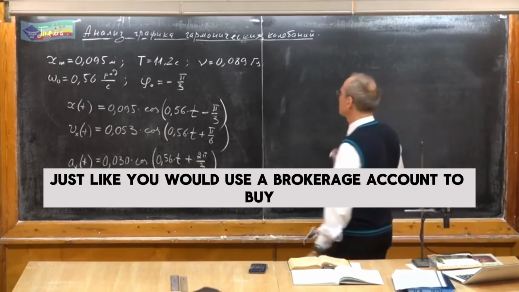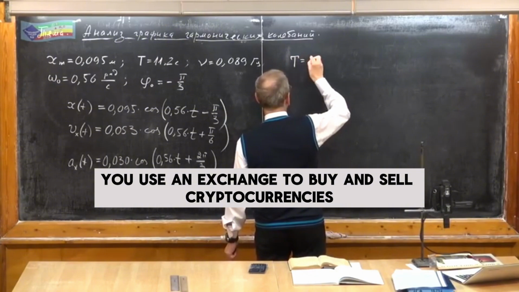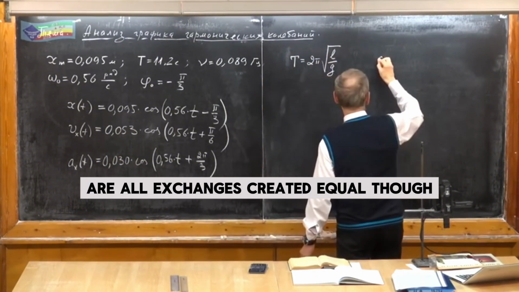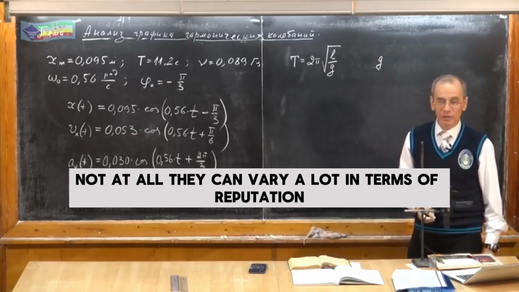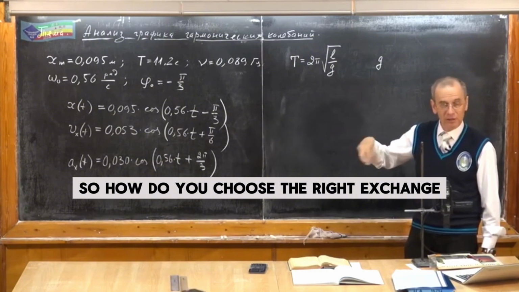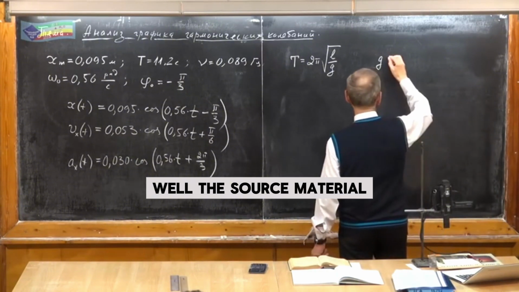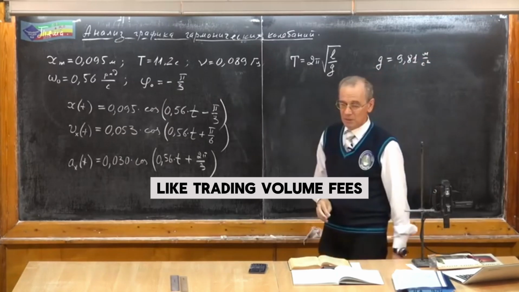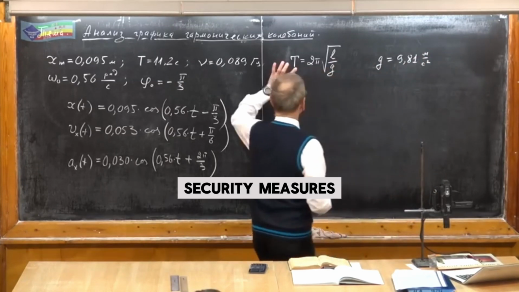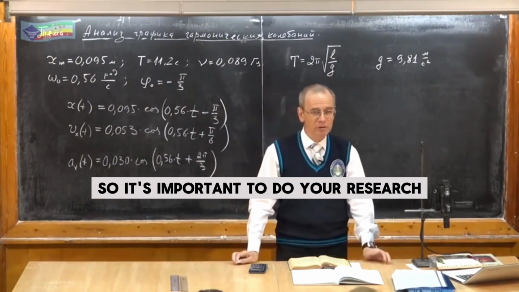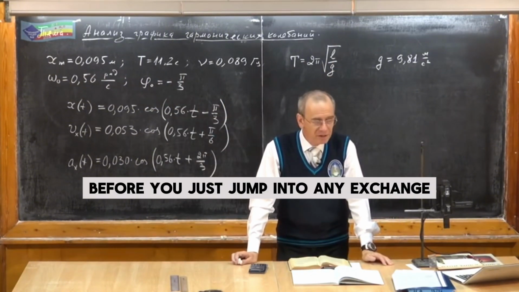Just like you would use a brokerage account to buy and sell stocks, you use an exchange to buy and sell cryptocurrencies. Are all exchanges created equal, though? Not at all. They can vary a lot in terms of reputation, security, fees, and the cryptocurrencies they offer. So how do you choose the right exchange? Well, the source material outlines some key factors to consider, like trading volume, fees, security measures, user experience, and customer support. So it's important to do your research before you just jump into any exchange.